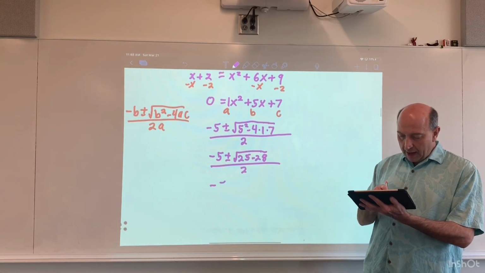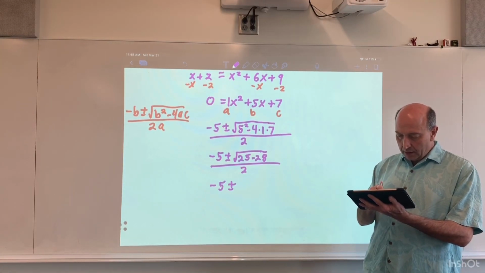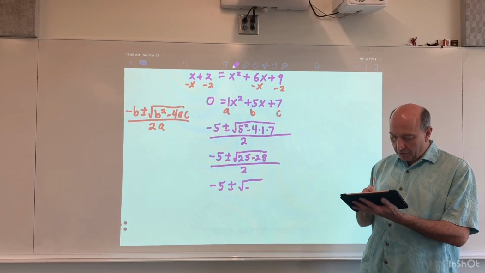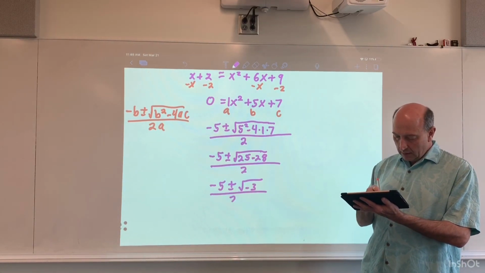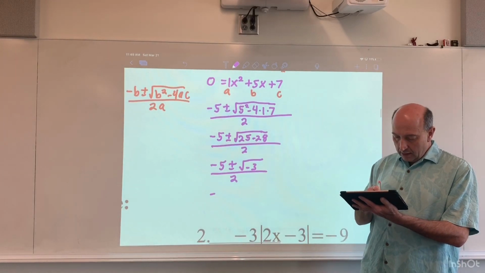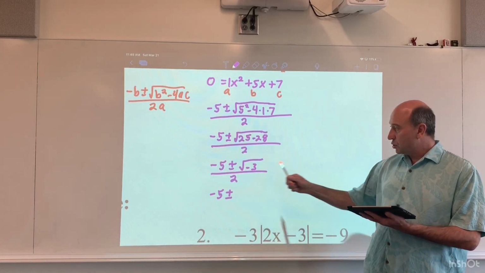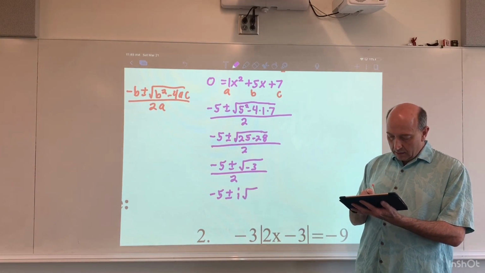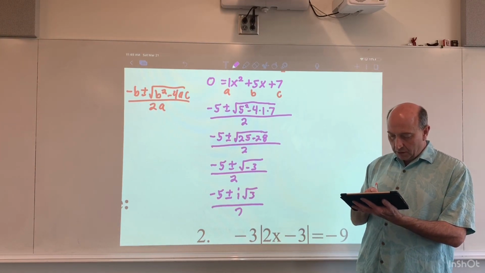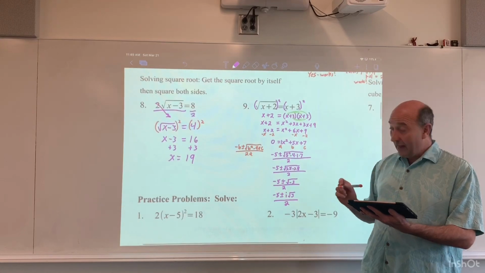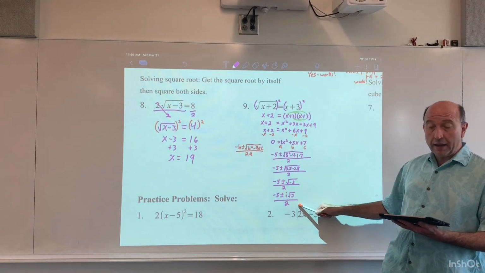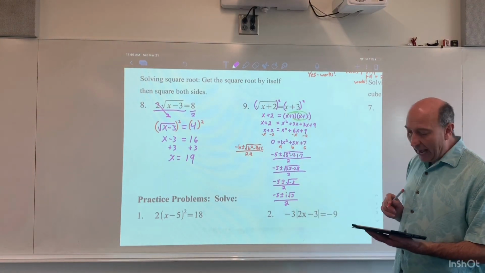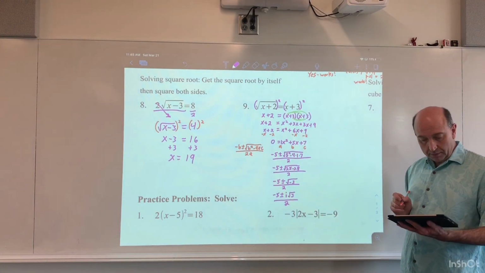So I get negative 5 plus or minus the square root. 25 minus 28 is negative 3. And the square root of a negative is i. So that's your final answer. This was considered a hard problem, by the way. For this unit, problems won't get much harder than that, thankfully. That was a tricky one.